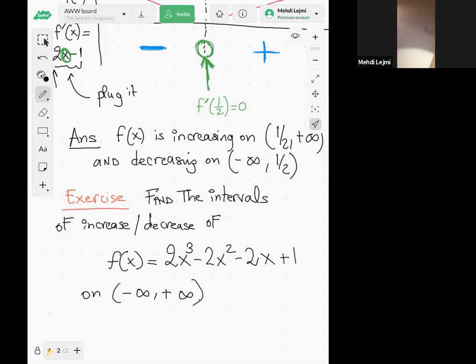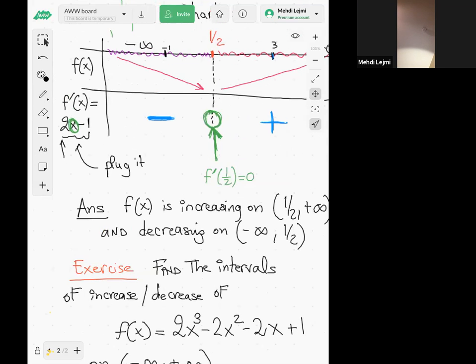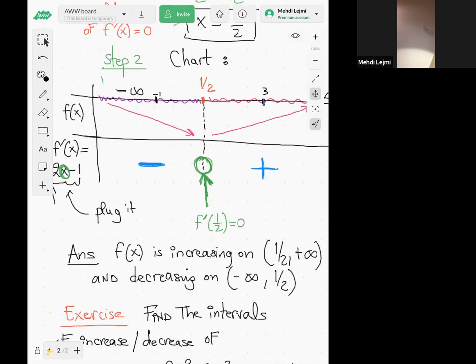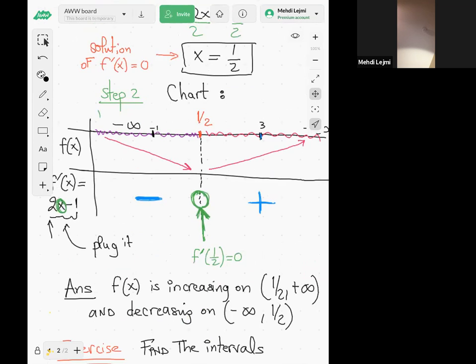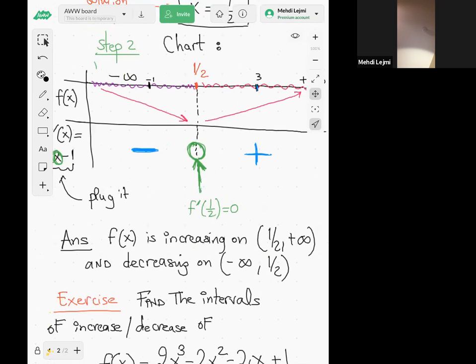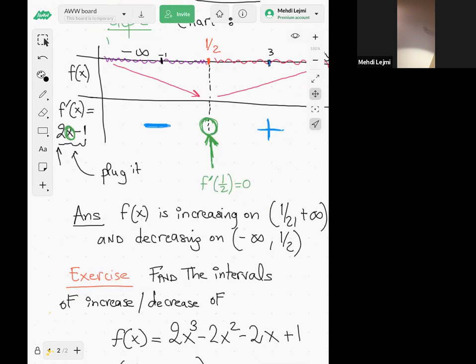So guys, you have to find where the function is increasing or decreasing on this interval negative infinity, positive infinity. I'm going to give you a couple of minutes to think about this exercise. Again, there are 2 steps. First step, you have to solve the derivative equal to 0, f prime of x equal to 0. And then the second step would be to make this chart with the sign of the derivative.